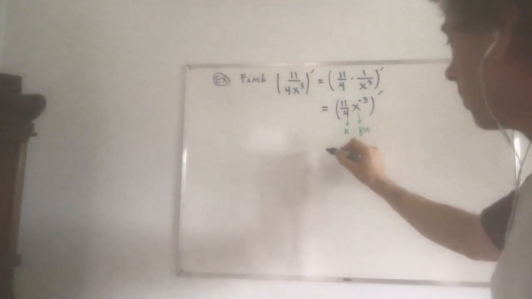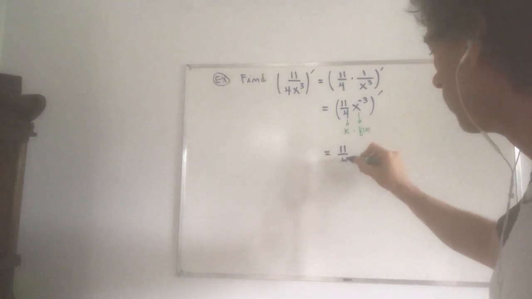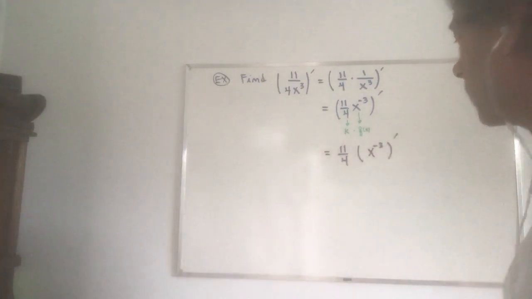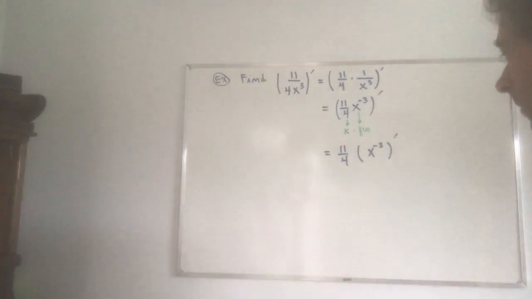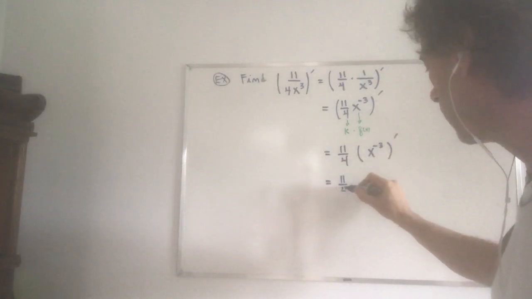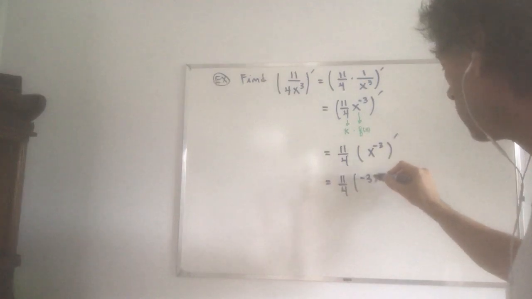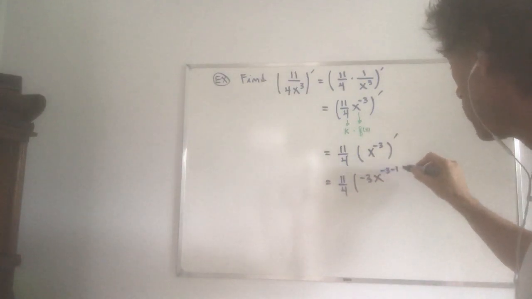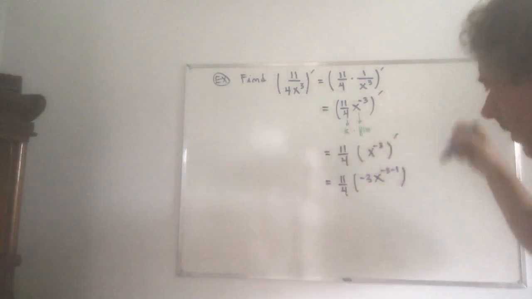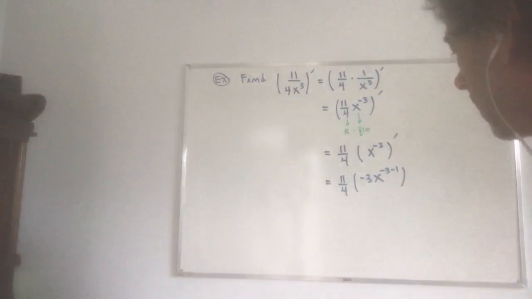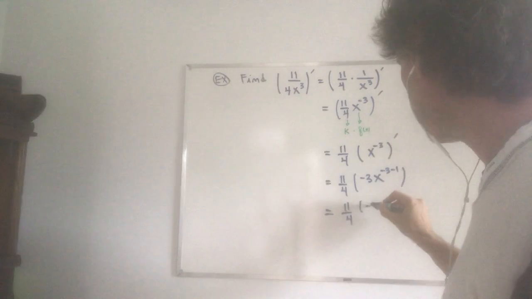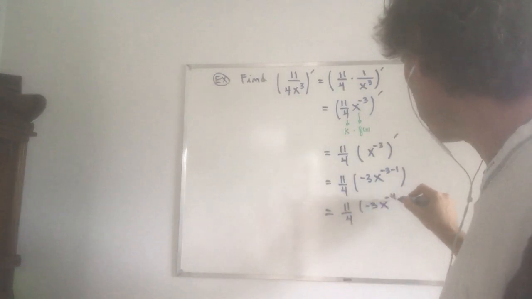Okay, so what's the rule here? Well, the constant goes out, very nice, and I need to derive x to the minus 3. Not difficult at all. Again, rule 4, I'm going to bring my exponent in front and I'm going to subtract 1. That's right, so the negative 3 goes in front and we go n minus 1, just like rule 4 has taught us. So this is 11 over 4 times minus 3, x to the minus 4.